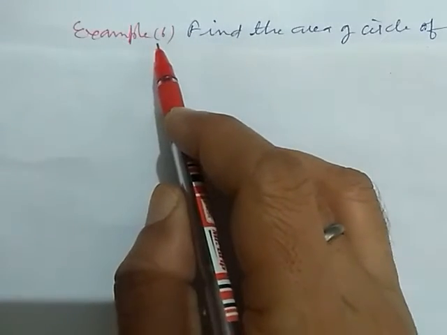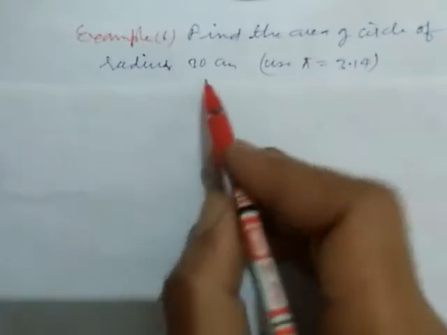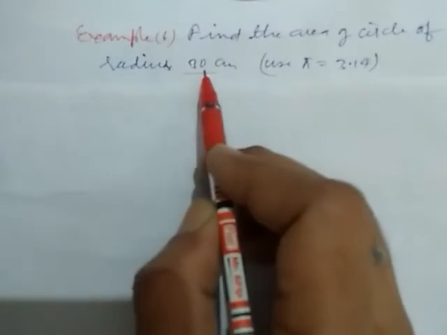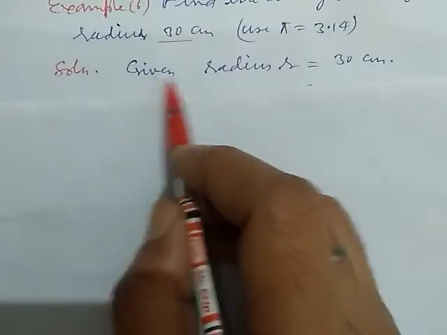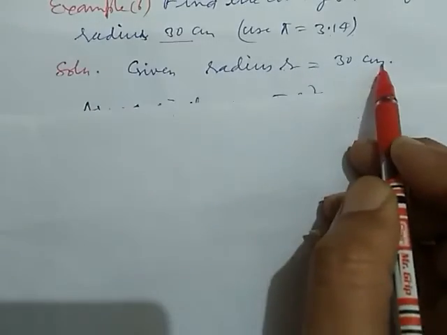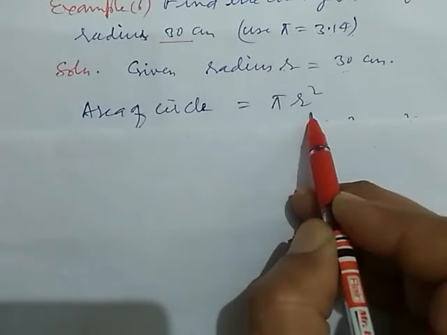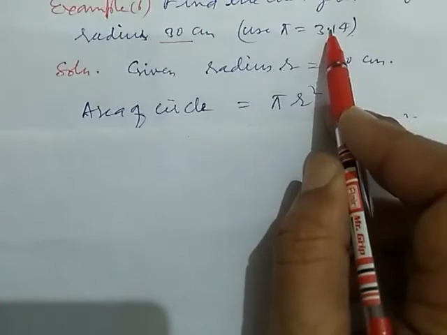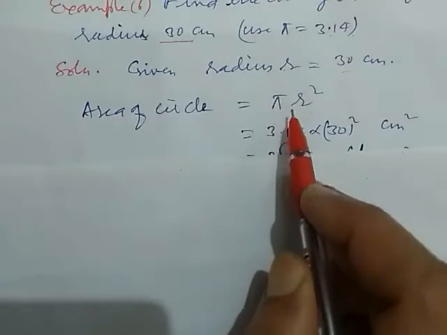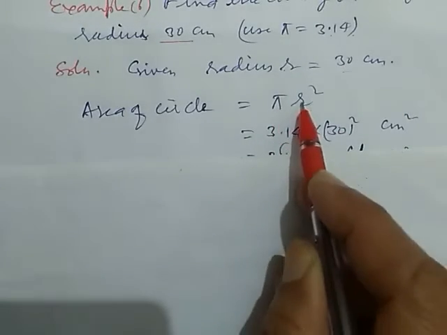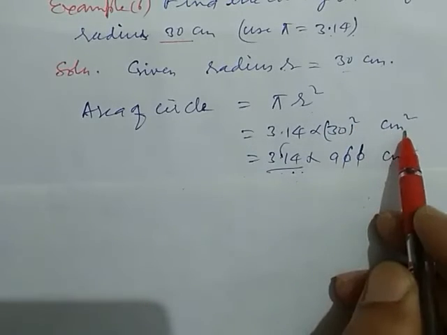Now our next example 6. Find the area of a circle of radius 30 centimeter. Here we are given the radius, 30 centimeter, use pi 3.14. So our solution, given radius r equal to 30 centimeter, as in the question. Area of circle we know is pi r square. The value of pi is 3.14 and the value of radius is 30 centimeter. Putting in the values, pi 3.14 and radius 30, so square of 30, and the unit is centimeter square.